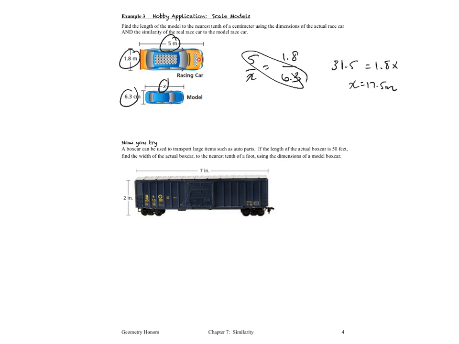Okay, for the now you try, we've got 2 inch for the width and 7 inch for the length. And we're told that the length of the actual boxcar is 50 feet. So the length would go together. And the width, we'll call that separate. And you don't need to convert when you set up these proportions. So I've got my 50 feet for my length. Picture that as the real train would be 50 feet. And that matches up with the 7 inches.